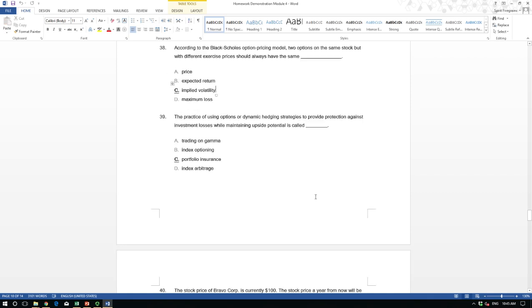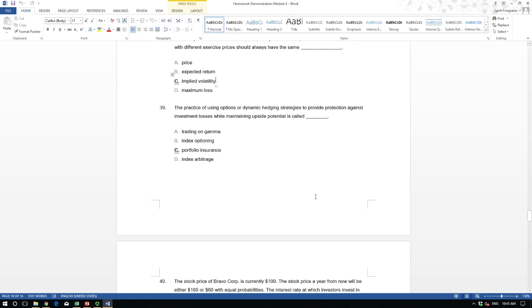For number 39, the practice of using options or dynamic hedging strategies to provide protection against investment losses while maintaining upside potential is called what? Protection against investment losses while maintaining upside potential. That is a typical protective put strategy or portfolio insurance, because your potential losses in your stock portfolio can be offset by your put option position. That's portfolio insurance or protective put.